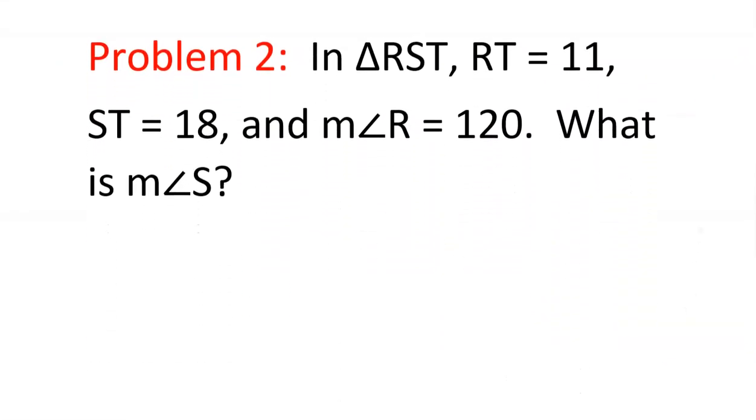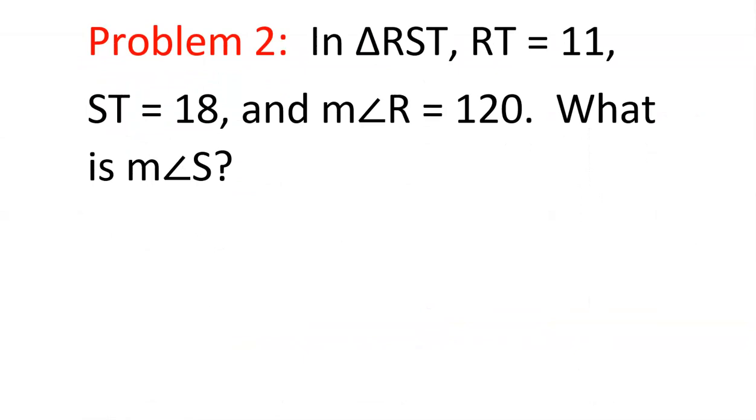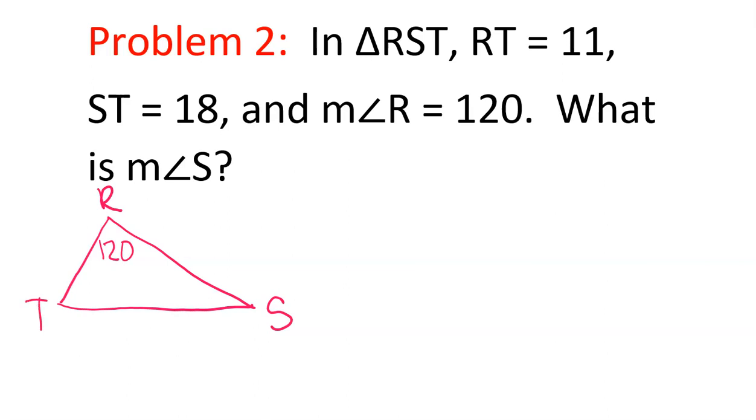Now, in another scenario, what do we do when we're missing an angle? So that's the second one that we want to try. It says R is 120. I always put the biggest one up here. So I'm going to go R, S, T. RT is 11. ST is 18. They want to know that one. I know that S and 11 go together, and I know that 120 and 18 go together. So keep them as opposites.